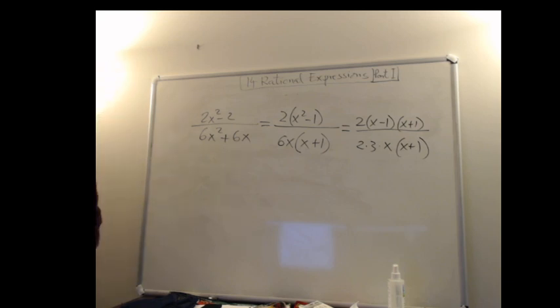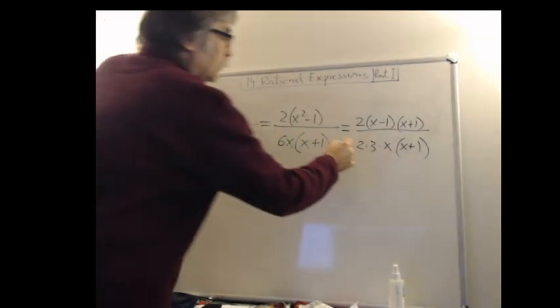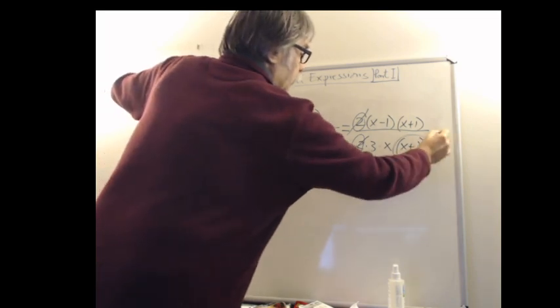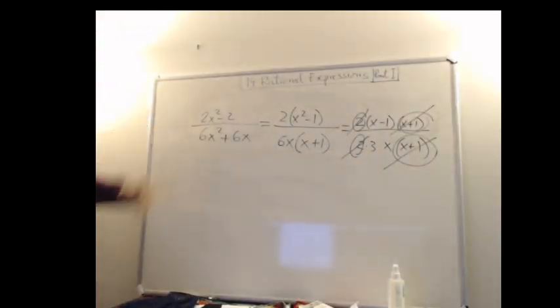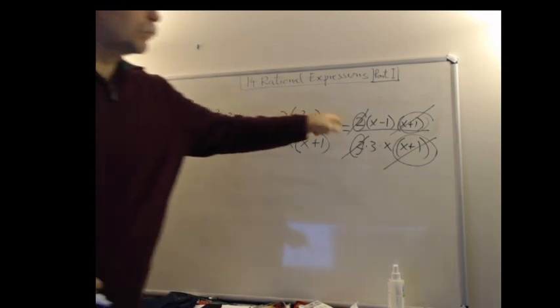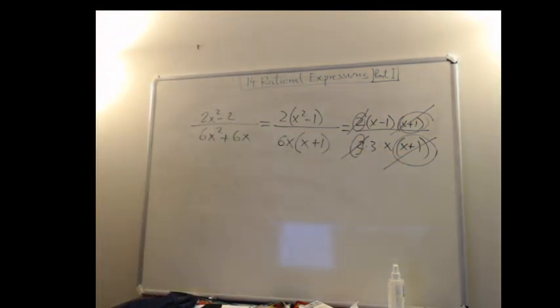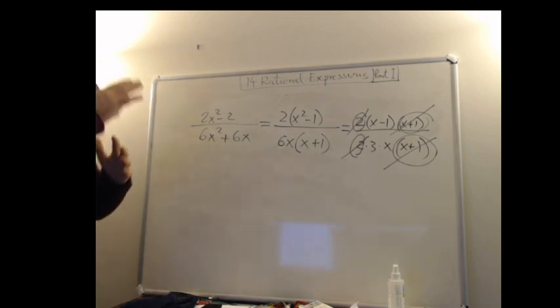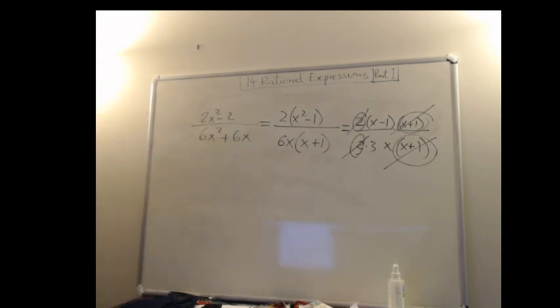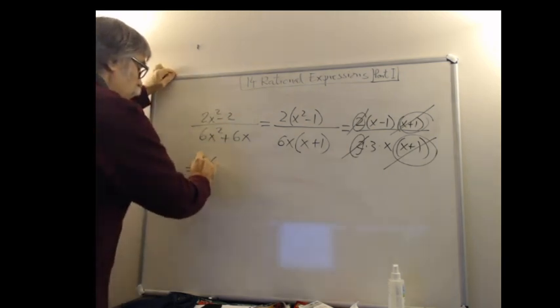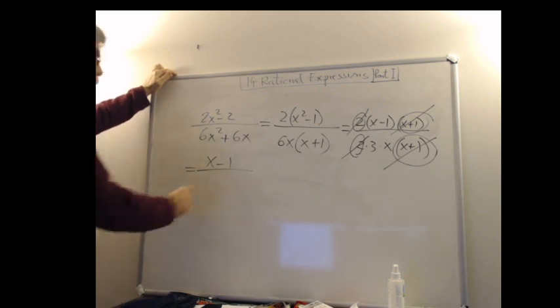This is not the first time you've seen that, so I guess you will know that. And I can now cancel common factor, common factor, common factor, common factor. Everything on the top, 1, 2, 3, are factors. Everything on the bottom, 1, 2, 3, 4, are factors. And I have 2 common factors on the top and 2 common factors on the bottom. So now you can finish the problem by writing what is the leftover. On the top you have an x minus 1. On the bottom you have 3x.